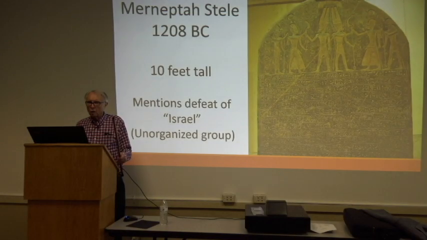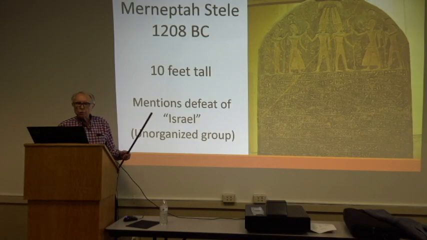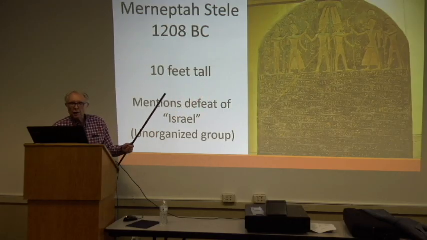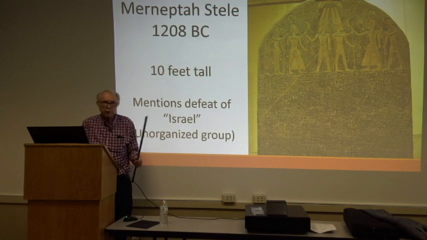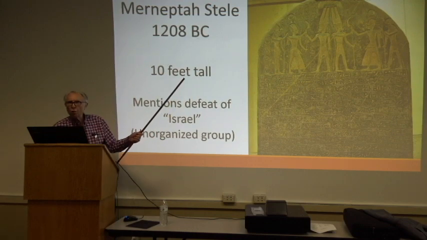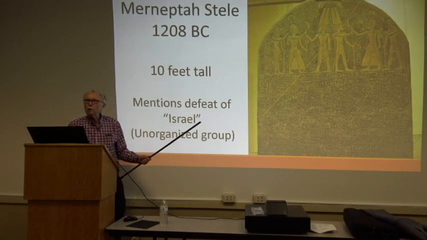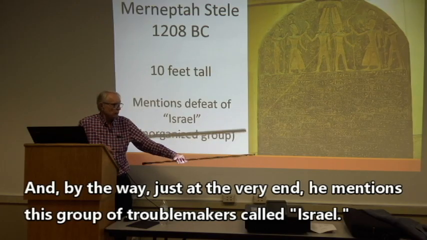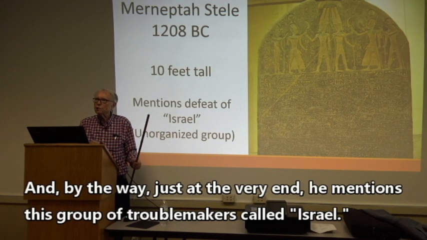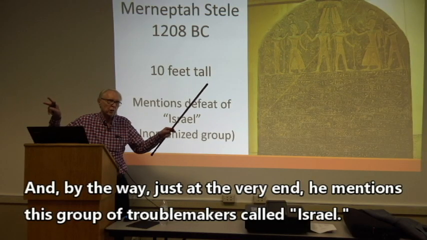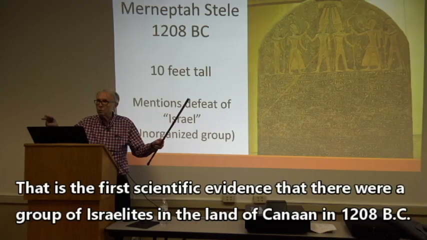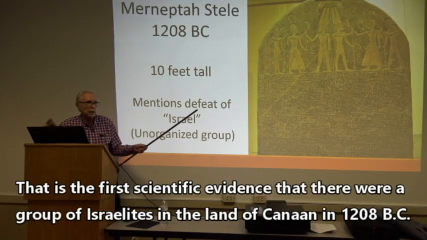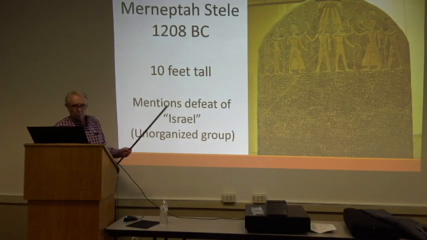And that 1208 date that I've told you about is this thing. It's an Egyptian king named Merneptah in 1208 putting up this monument, a 10-foot tall monument, writing the history about how he conquered an invasion of people. And by the way, just at the very end, he mentions this group of troublemakers called Israel. That is the first scientific evidence that there were a group of Israelites in the land of Canaan in 1208.